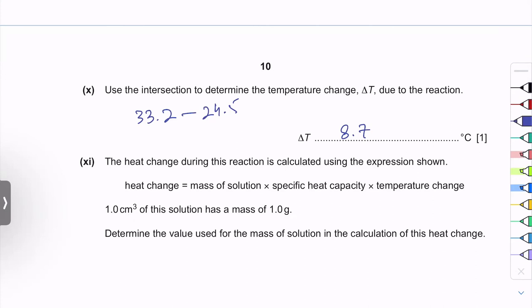You dissolved everything in water. What is the case? Water has a density of 1, sorry, just 1. Okay, so let's just do that. Okay, so heat change is 8.7. Is it? That's the change in temperature, not heat. That's the temperature change.